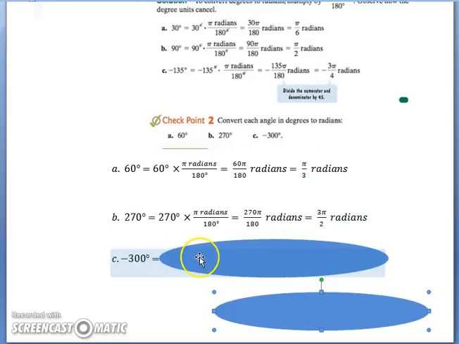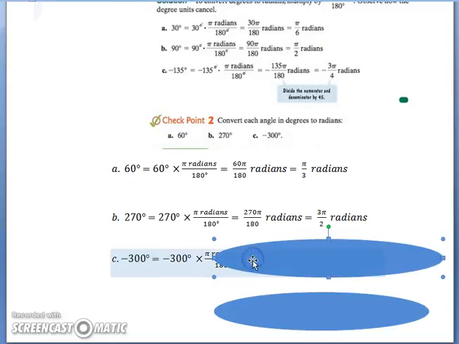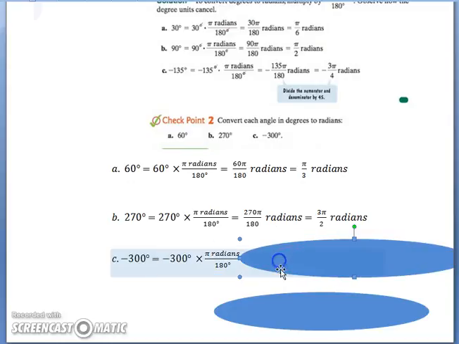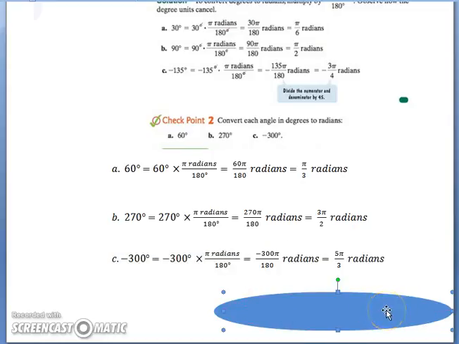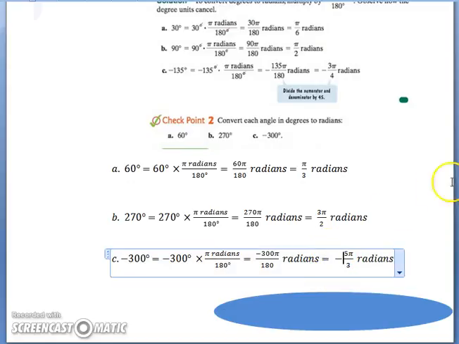Negative 300, same thing. The negative does not affect it. It just makes your answer negative. So you're going to still multiply that by pi over 180. 300 over 180 reduces to 5/3. So 5/3 pi, sorry, that should be negative. That should be a negative. Sorry about that. The negative doesn't affect how you do it. It just stays there and shows up in the answer.